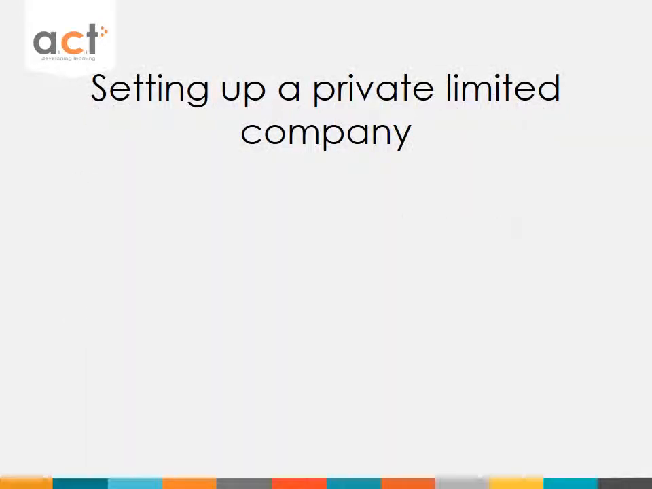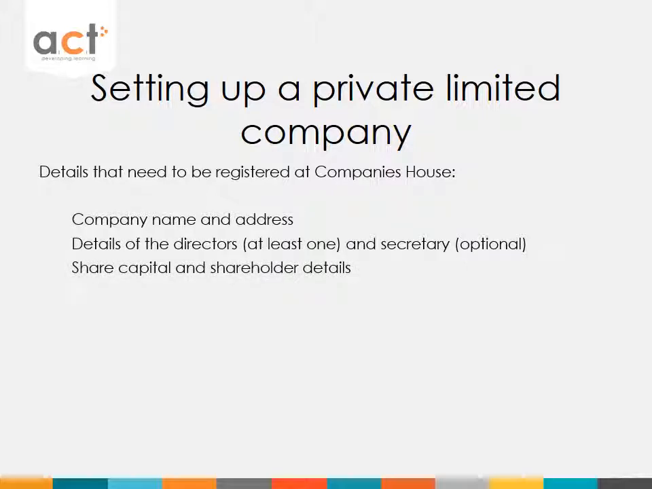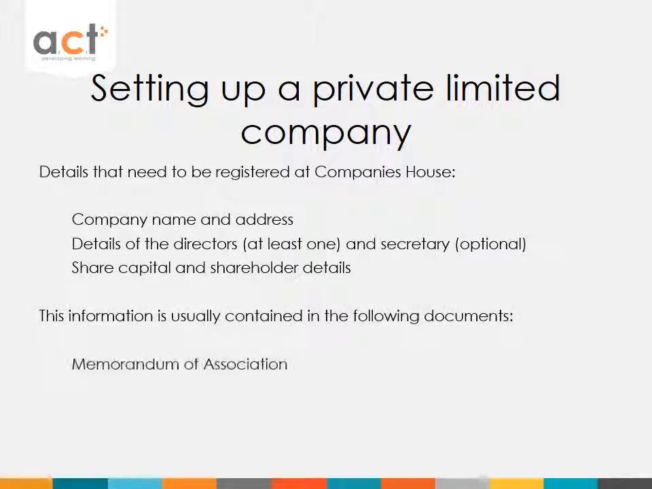In order to set up a private limited company, the following details must be registered at Companies House: the company name and address, details of the director, share capital and shareholder details. This information is usually contained in the following documents: the Memorandum of Association, Articles of Association, or Statement of Capital and Shareholdings.